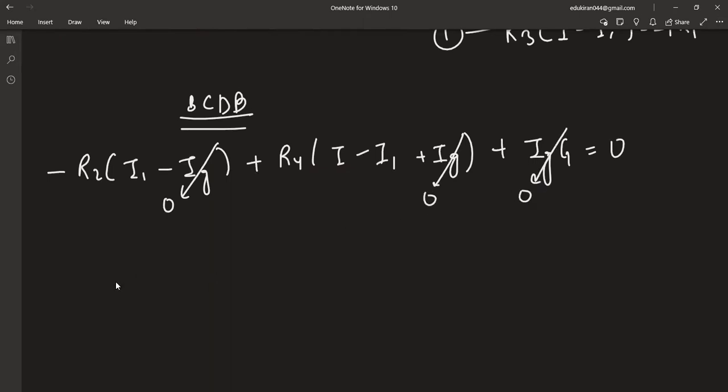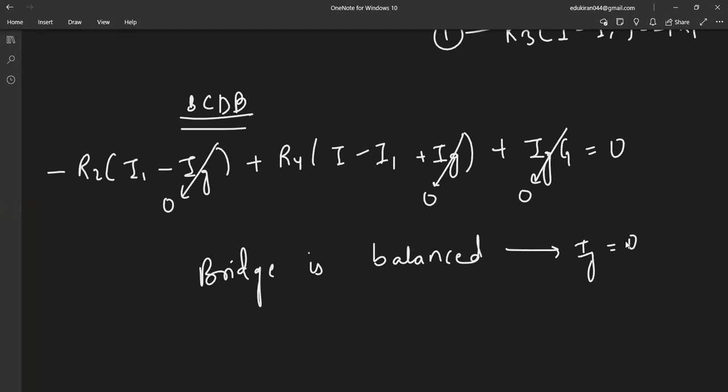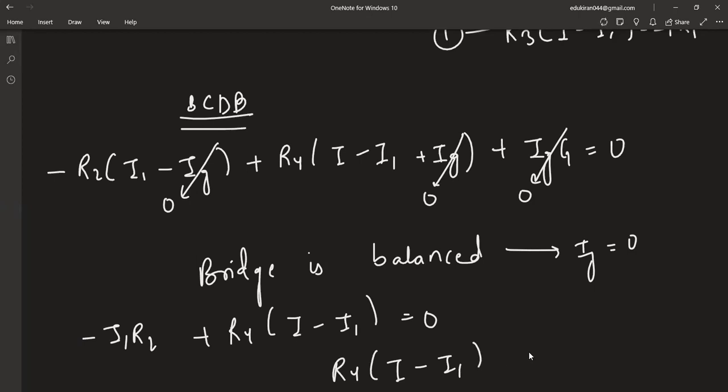So what are we left with? See why? Because understand, if your bridge is balanced, we are discussing the balancing equation only, Ig becomes equal to 0. What are we left with? Minus I1 R2 from here plus R4 into I minus I1. This is equal to 0. So R4 into I minus I1 is equal to I1 R2. Second equation I have obtained.